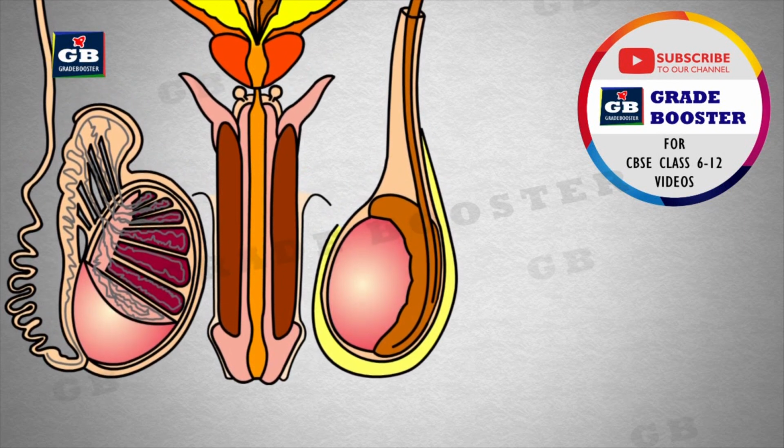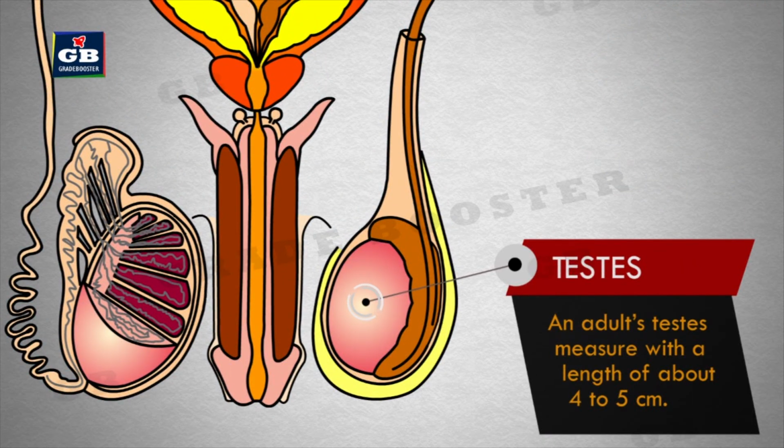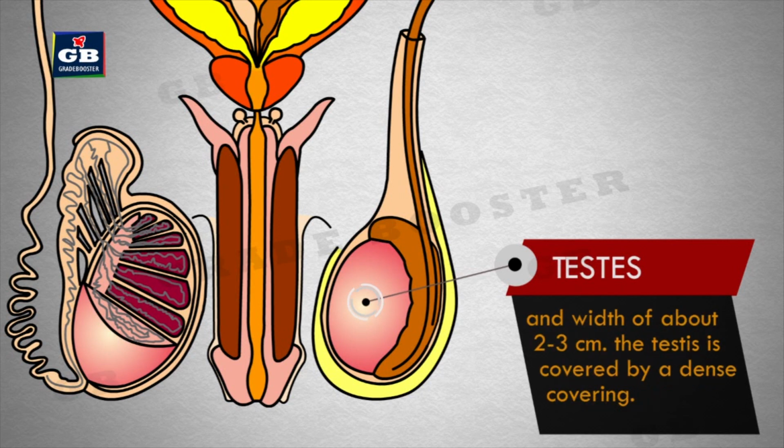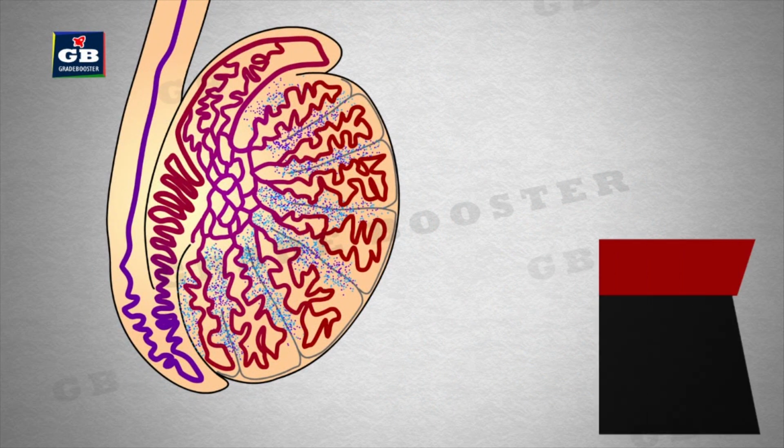Next, we move to testes. These are testes. An adult's testis measures a length of about 4 to 5 centimeters and a width of about 2 to 3 centimeters. The testis is covered by a dense covering. Now let us explore the inner parts of this testis.